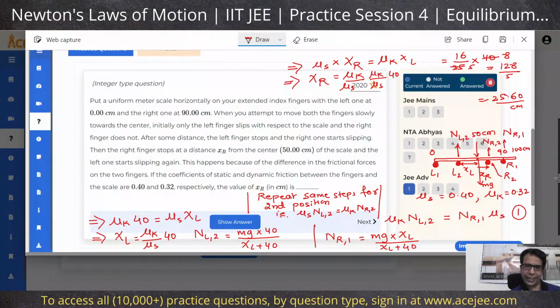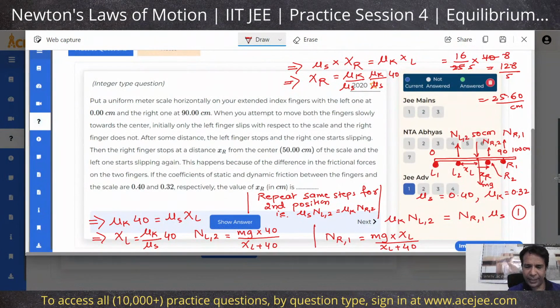Now, as you are sliding it in, now, by the way, as soon as you start sliding the finger, your kinetic friction comes into play. Your coefficient of friction is not 0.4 anymore, it's 0.32. Now, there will come a point where the two forces will again become equal. Which two forces? The normal force times the kinetic friction of the left finger and the... did I do it the other way around?